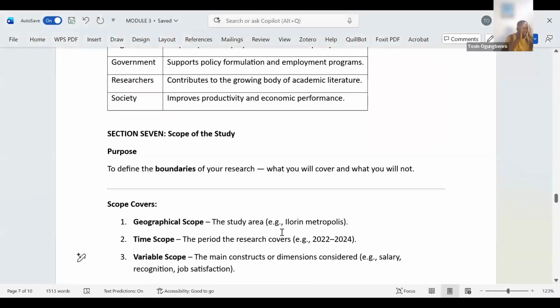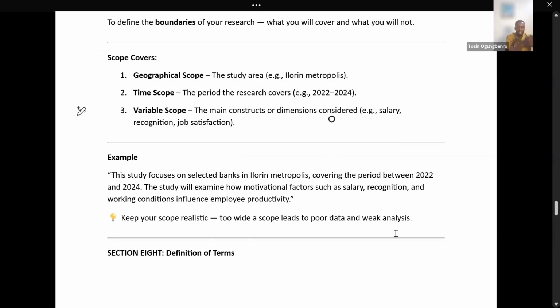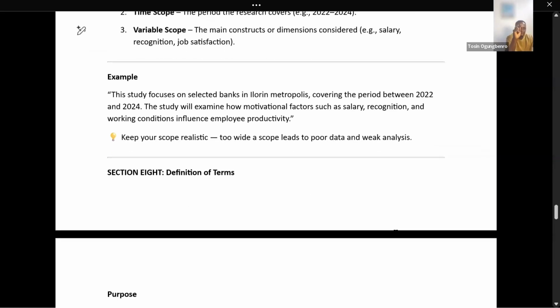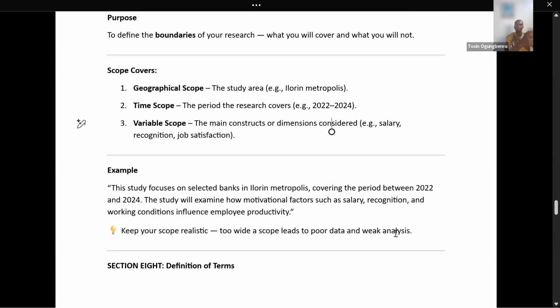It can be time frame, it can be variables and all that. But your scope is telling your reader that okay, this person knows what they are doing. It's giving your work a focus, it's giving your work a target, and it's showing that you are not researching endlessly. Your work has a focus. So the scope can be methodological, this is the methodological approach you are going for.